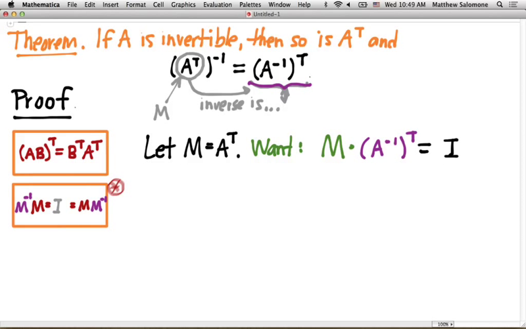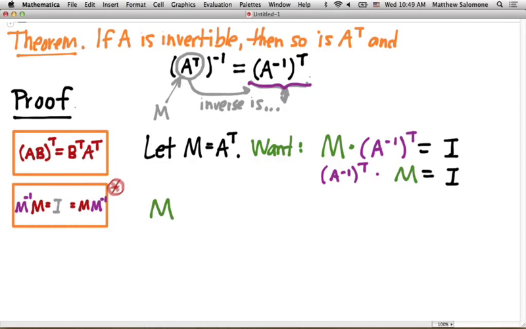Okay. And I suppose it should also work in the opposite order, so let's get both of those down. M multiplied on the left by A inverse transpose should also be the identity. So we have reduced it all down to just two equations that we have to prove. So let's take the left-hand side of each of those equations and see what happens.